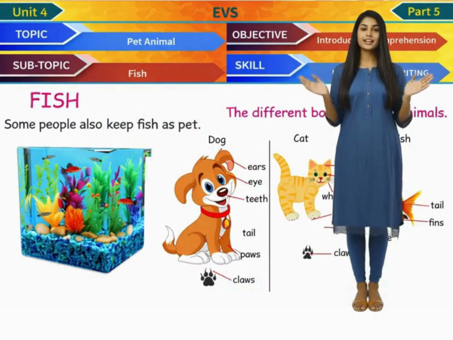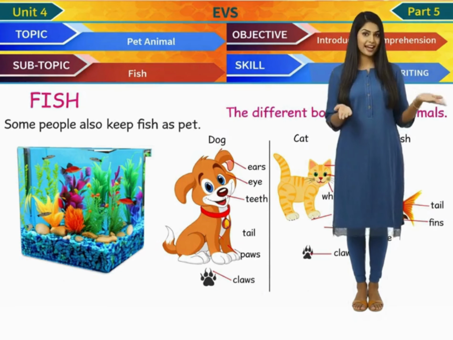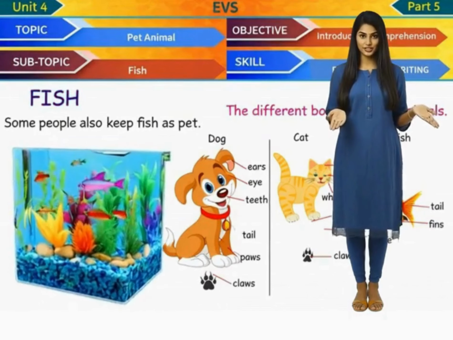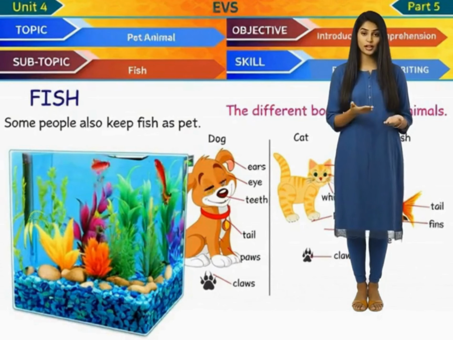Hello children, today we will learn about a pet animal. Some people keep animals at home such as a dog, cat or fish. Now look at the page. Some people keep fish in a glass tank called an aquarium. The aquarium is filled with clean water and plants for the fish.